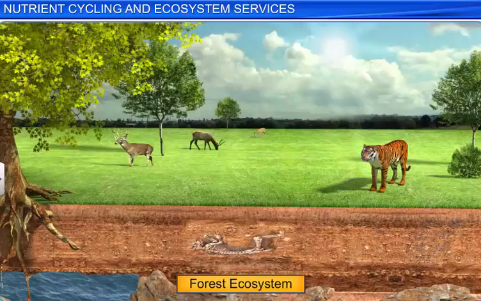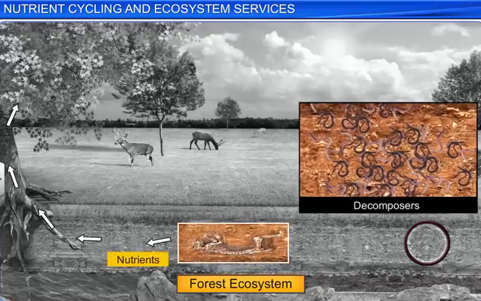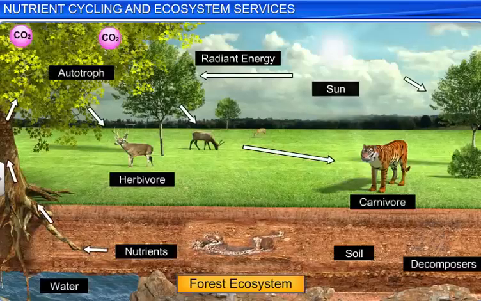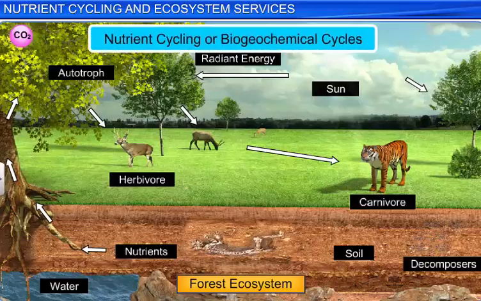When these animals die, the organic material from each of them is made available to plants by decomposers. Therefore, organic matter or nutrients are never lost from an ecosystem, but are recycled over and over indefinitely. This cyclic movement of nutrient elements between organisms and the environment is known as nutrient cycling or biogeochemical cycles.